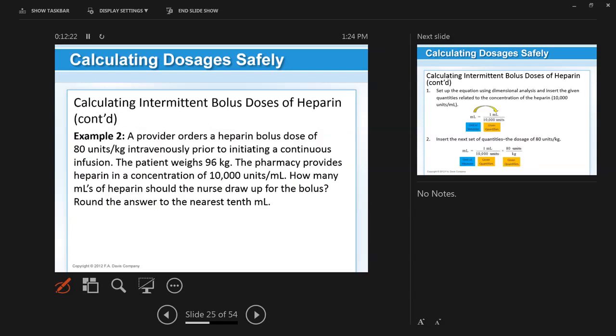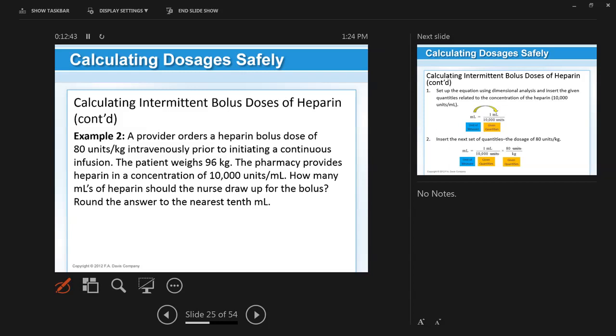Okay, so a provider orders a heparin bolus dose of 80 units per kilogram IV prior to initiating that continuous infusion. Client's weight is 96 kilograms, and our pharmacy gives us heparin, and the vial says that there's 10,000 units per milliliter. How many milliliters of heparin should we draw up for this bolus?